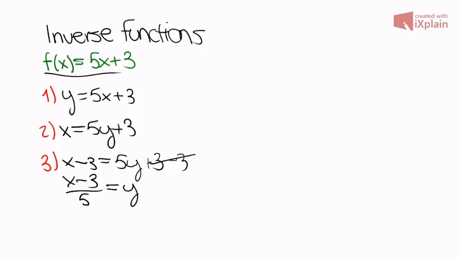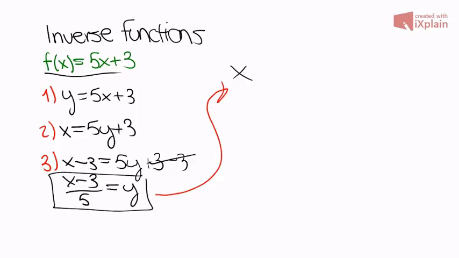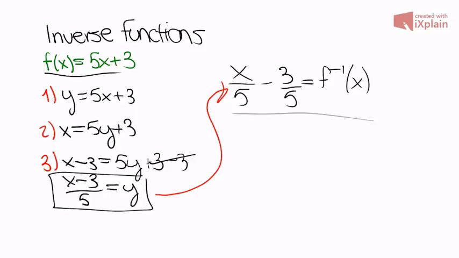So this would be our inverse function, but we can make this in an easier way and write it through another equation, and this will go this way: x over 5 minus 3/5. And this would be our fourth step, that we change the y into f minus 1 of x, and this represents our inverse function.